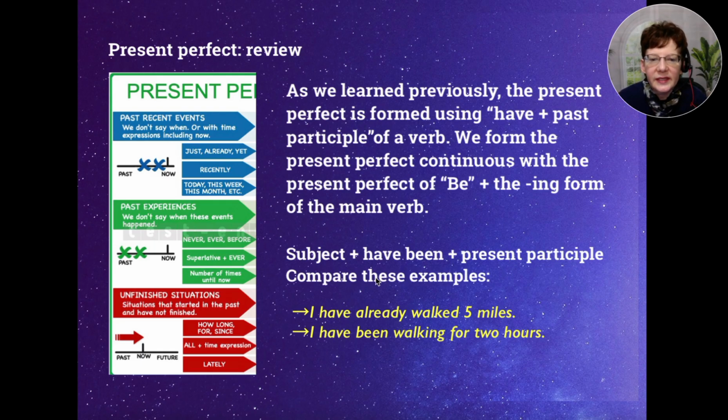Here are a couple examples. I have already walked 5 miles. And then this one, I have been walking for 2 hours. All right, so with present perfect, we can say how much of something we have done already. And for the continuous form of this, we would specify a duration of time, for 2 hours here.